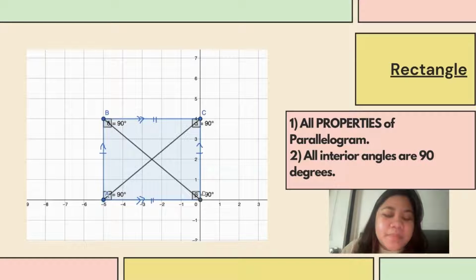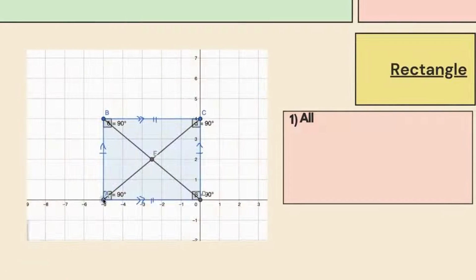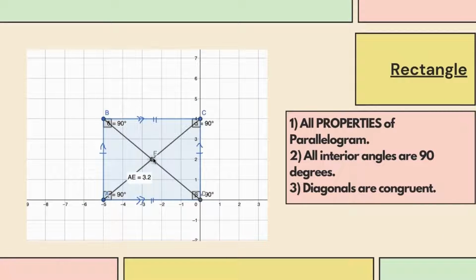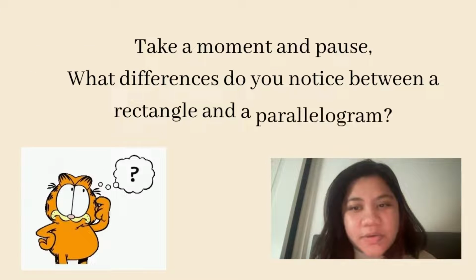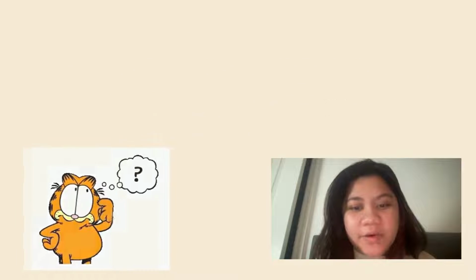If you add them up, the consecutive angles are supplementary. Something else that is different from a parallelogram is that the diagonals are congruent in a rectangle. As you see in the measurement here, diagonals AC and BD are equal. Take a moment and pause. What differences do you notice between a rectangle and a parallelogram?